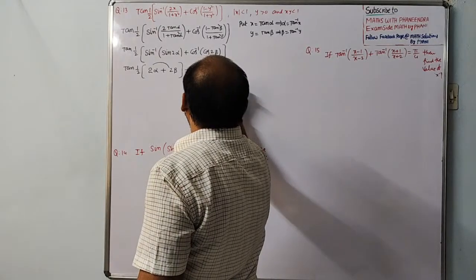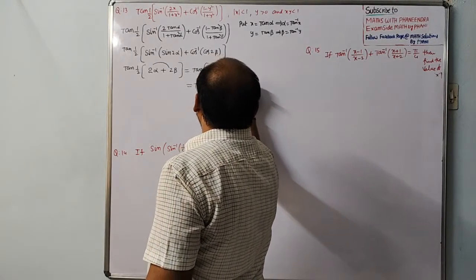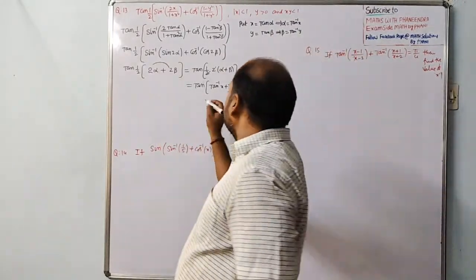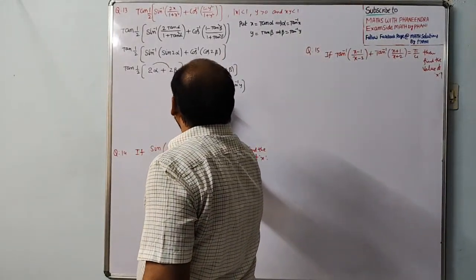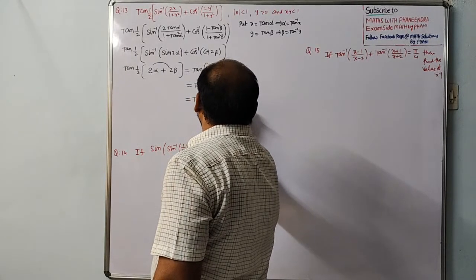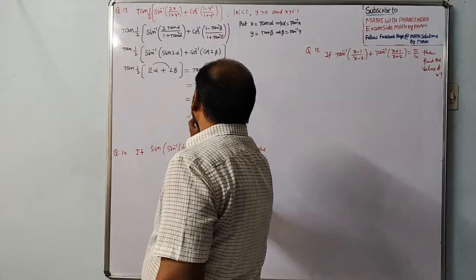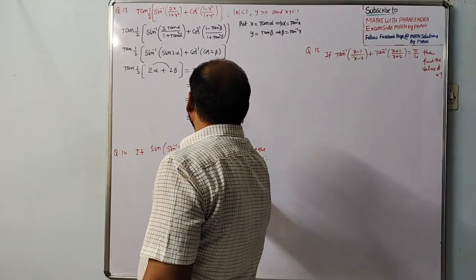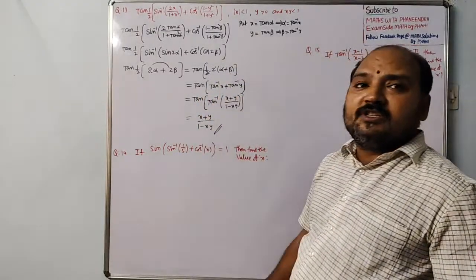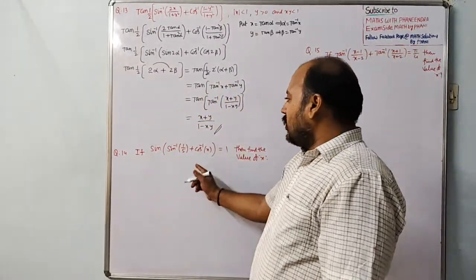What are the values of alpha plus beta? Tan inverse x plus tan inverse y. What is tan inverse x plus tan inverse y? Tan inverse of x plus y by 1 minus xy. So, tan of tan inverse of x plus y divided by 1 minus xy means the answer is x plus y by 1 minus xy. We simplified this, students. Now come to here.